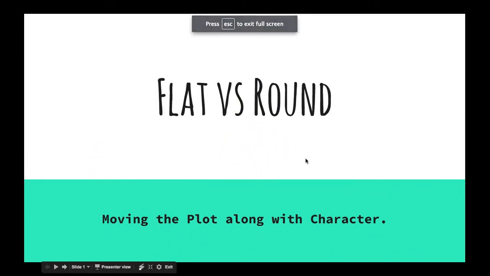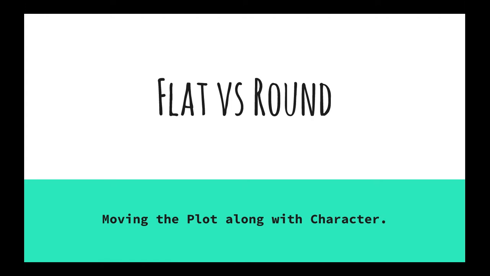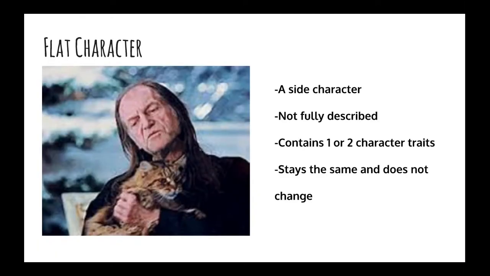This is Mrs. Sherwood, just explaining how flat and round characters help move the plot along with their different dynamic or static status. So, as we talked about in class, flat characters do not change. They are side characters. They contain about one or two character traits. And like I said before, they do not change.